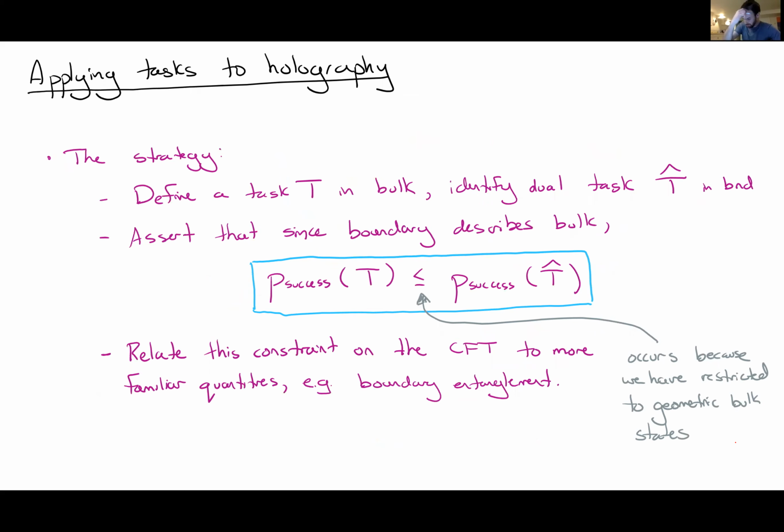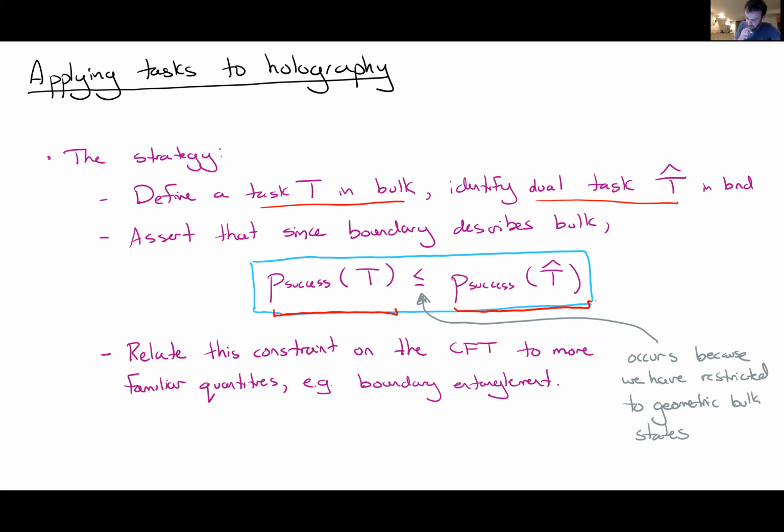Okay, now what I want to do is to apply this kind of task and certain results about these tasks in the context of holography. So the way I'm going to do that is to follow the following procedure. I'm going to define a task in the bulk. Okay, we'll call it T. And then I'm going to identify, in a particular way that I'll describe on the next slide, some dual task in the boundary, some corresponding task in the boundary. And then I'll assert that what we'll use is that the success probability in the bulk should lower bound the success probability in the boundary.